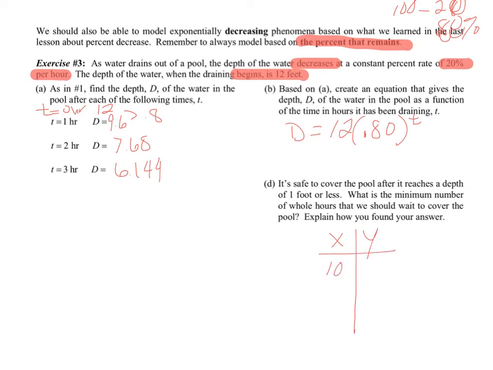I have at 10 hours, I have 1.28 feet. At 11 hours, I have 1.03 feet. And at 12 hours, I have 0.82 feet. So we are going to have to wait in order for that pool to be 1 foot or less. So not 1.03 because that's greater than 1.0. We're going to have to wait 12 hours.